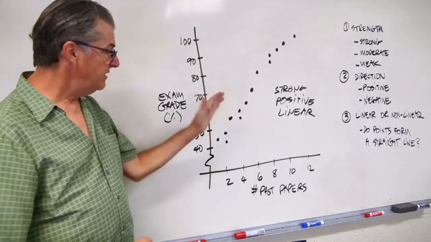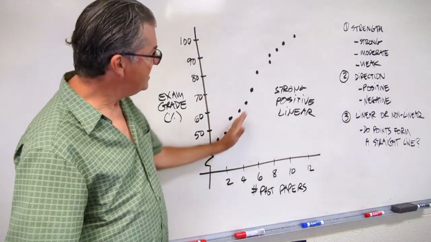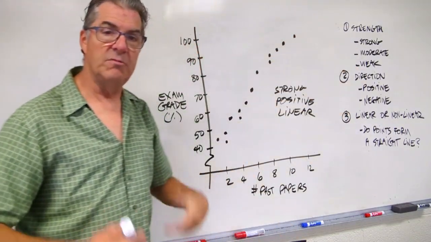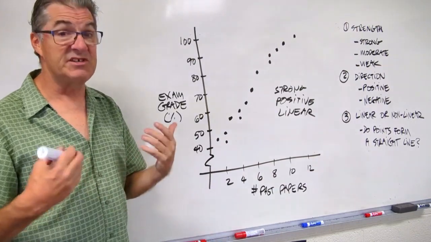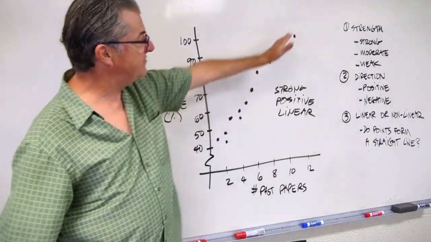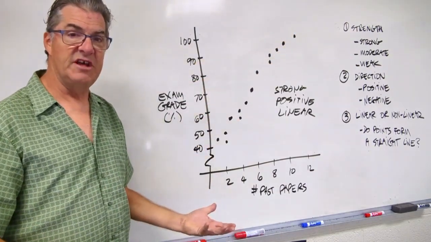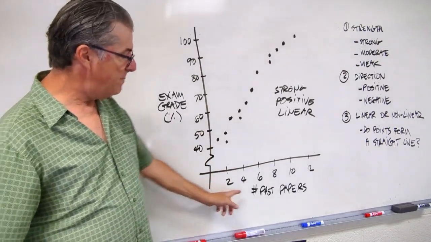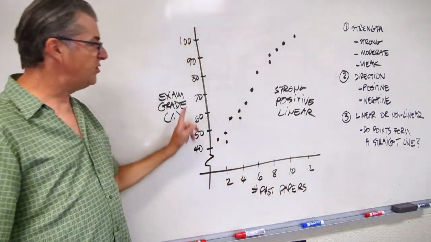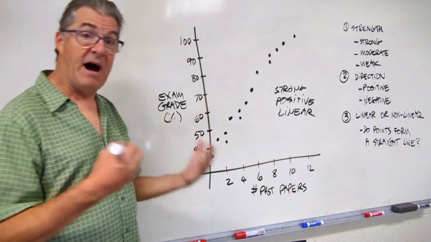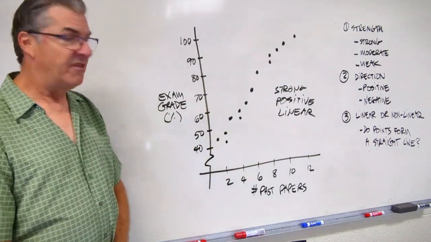Direction, positive. Y increases with X. One way to think about that is it's just simply a slope thing. This has a positive slope, so it's a positive correlation. And that makes sense. The more papers you do, the better score you're going to get. So there's a positive correlation between that.